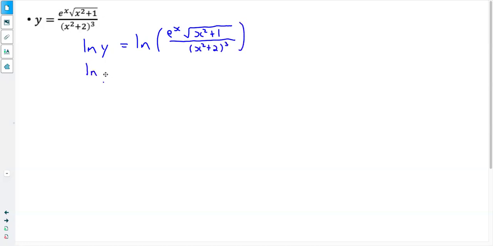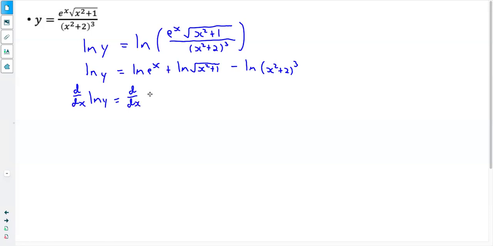We're then going to break it apart with log laws. So we've got natural logarithm of y is equal to natural logarithm of e to the x plus natural logarithm of the square root of x squared plus 1 minus the natural logarithm of x squared plus 2 cubed. So now we'll take the derivatives of both sides. So we've got d dx of our natural logarithm of y is equal to d dx of our natural logarithm of e to the x plus our natural logarithm of the square root of x squared plus 1 minus our natural logarithm of x squared plus 2 cubed.